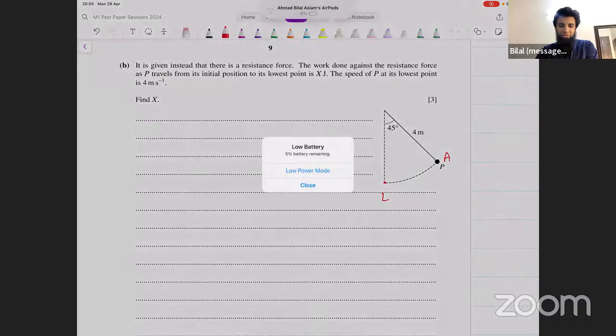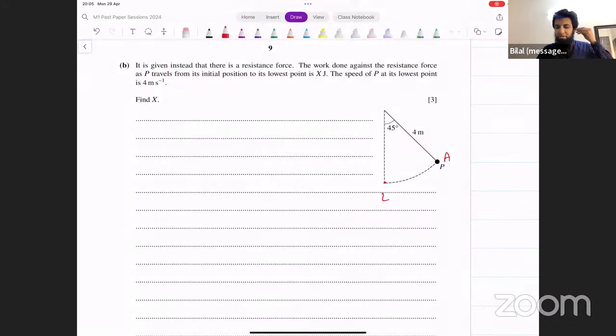Now, if there is a resistance force, that means we can't use conservation of energy anymore. That is not going to work. So what do you have to do instead? We have to use this formula: work done by driving force equals change in kinetic energy plus the change in potential energy plus the work done against resistance. We can't use conservation of energy anymore because now we've got resistance. If we have resistance, energy is not conserved. Now, what's the work done by driving force? There's no work done by driving force still, but there is resistance.